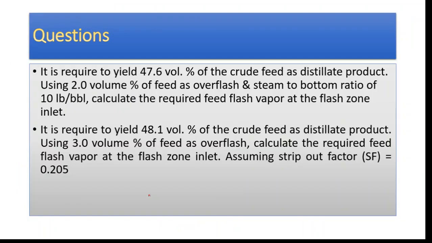For example, this is one example question where the yield is given, the overflash is given, and the steam rate is given. You have to find the feed flash vapor. Similarly, the second question is also the same, where the SF value is given as 20.25%, and you can find the feed flash vapor value. So this is all about this topic.